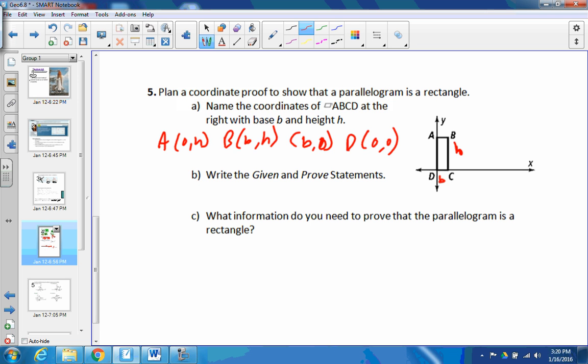Right, the given and proof statement. So we're given parallelogram ABCD with base B and height H. And we're trying to prove that parallelogram ABCD is a rectangle.